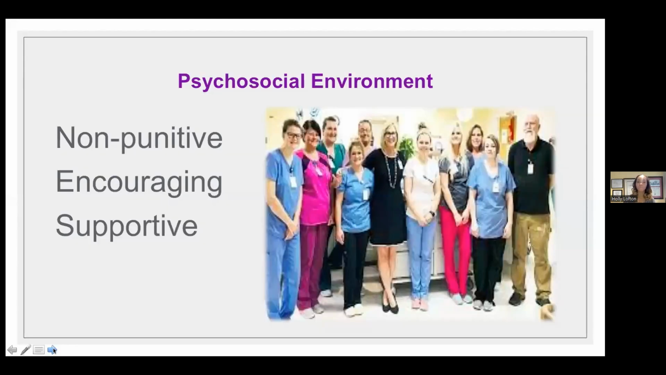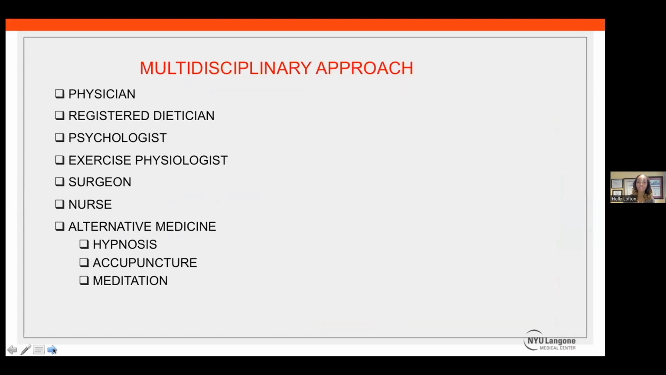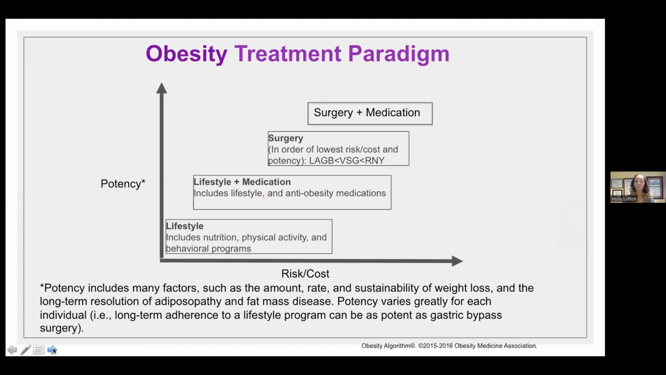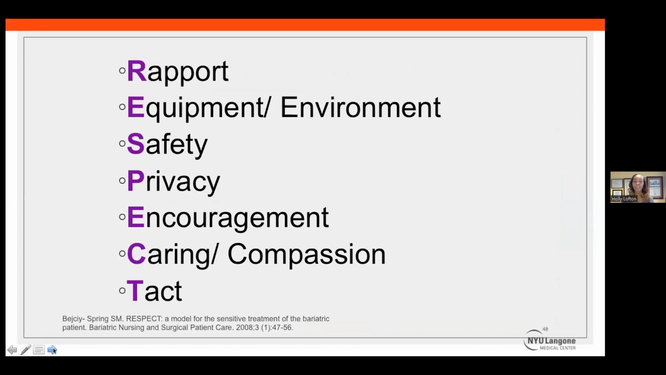So how can we optimally treat these patients? We want to have a non-stigmatizing environment, and encouraging supportive staff as well as physicians, a multidisciplinary approach involving different types of practitioners. And we want to offer all of the different options for patients. And I understand if you're not an obesity medicine specialist, you don't have to give them all of these, but referral is important as well for patients who are higher risk of morbidity and mortality. And having respect for the patient. So having a good rapport with them, having the right equipment size, privacy when weighing patients, giving them compassion, and using tactful terms such as we mentioned, weight rather than high BMI or obesity.